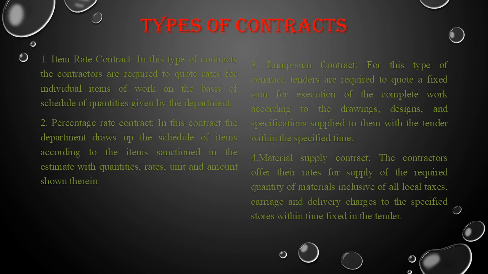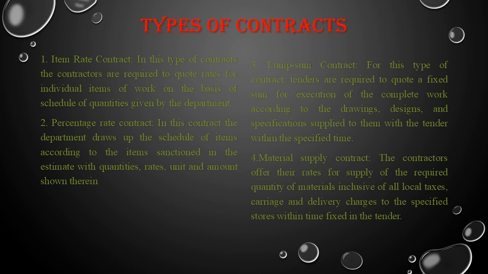The second one, percentage rate contract. In this contract, the department draws up the schedule of items according to the items sanctioned in the estimate with quantities, rates, unit and amount shown there. Third one, lump sum contract. In this type of contract, the tenders are required to quote a fixed sum for execution of the complete work according to drawings and designs.